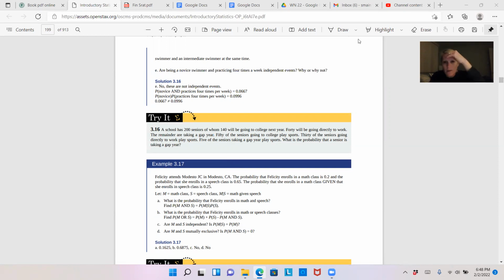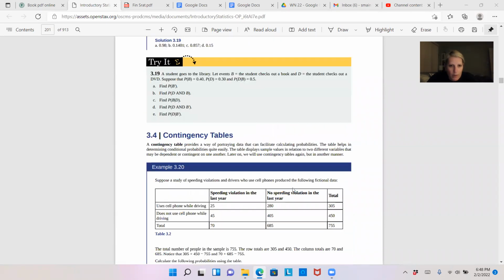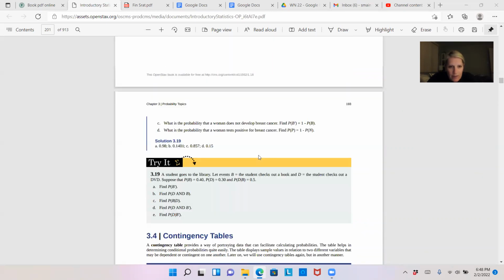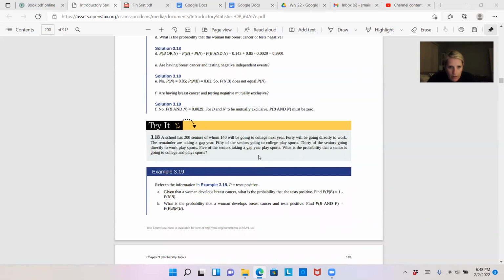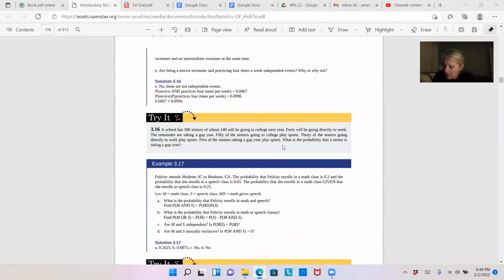So even though it's not covered until the next section, we've already done one of these two-way tables, these contingency tables that's here in 3.4, where we have one variable going vertically and one going horizontally. So for this situation, I'm going to build one of those for 3.16, try it here, because we have two questions. One is they're going to college, they're going to work, or they're taking a gap year.